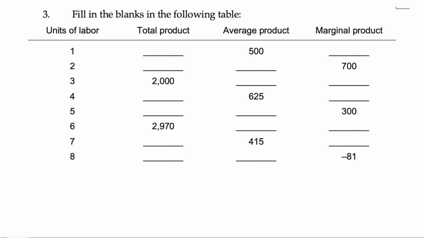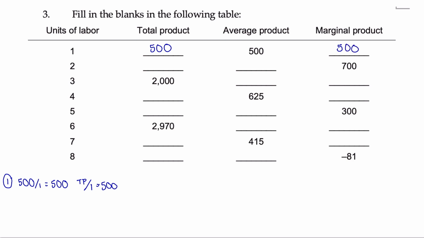The next one says fill in the blanks for the following table. So our first one, our average product is 500. If we know that our average product is 500, that means that 500 divided by 1 was 500, which means our total product is 500, and our marginal product is 500.